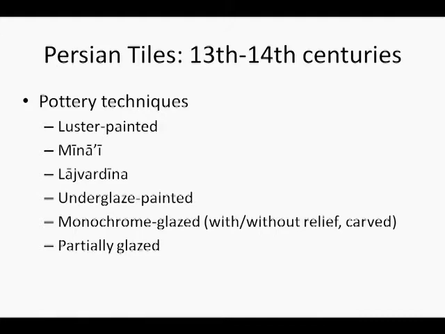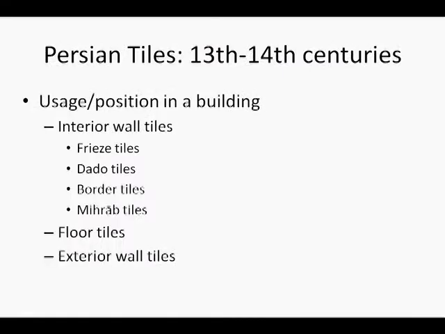Persian tiles from the end of the 12th century to the mid-14th century can be divided into several groups according to various aspects. Firstly, based on the pottery techniques applied on them, tiles are distinguished as luster painted, minai, large baldina, underglaze painted, monochrome glazed, and partially glazed. When categorized by their usage or position in a building, they are divided into such groups like interior wall tiles, floor tiles, exterior wall tiles.